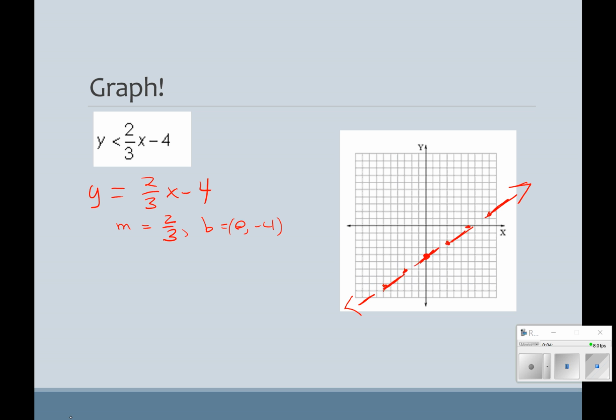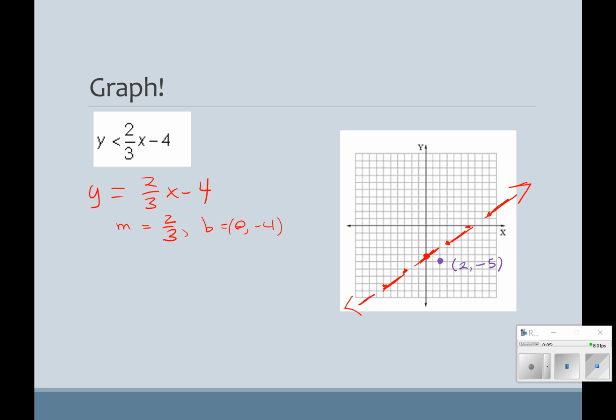So what I'm going to do is pick a test point. And what do I mean by that? I'm going to pick a point, and it can be whatever point you want. I'm just going to pick that point right there. 1, 2, so it is 2, -5.